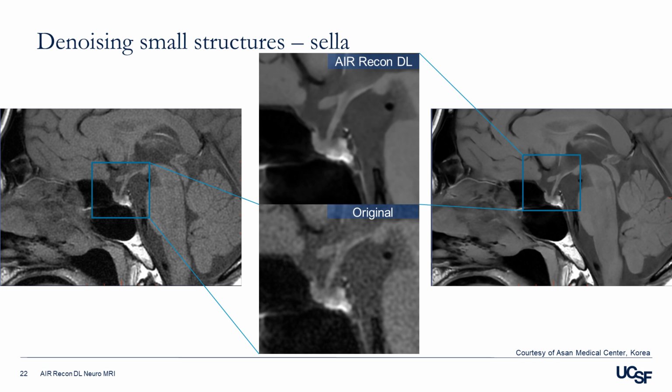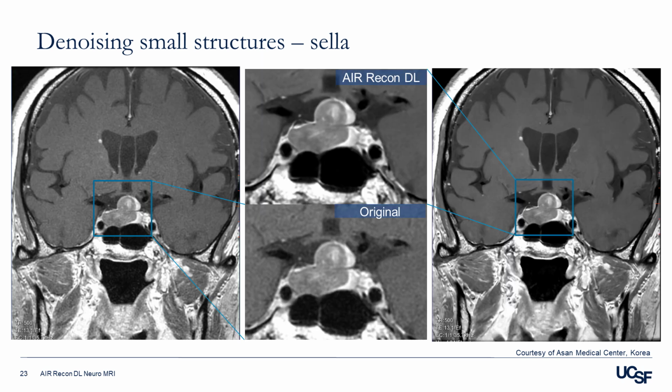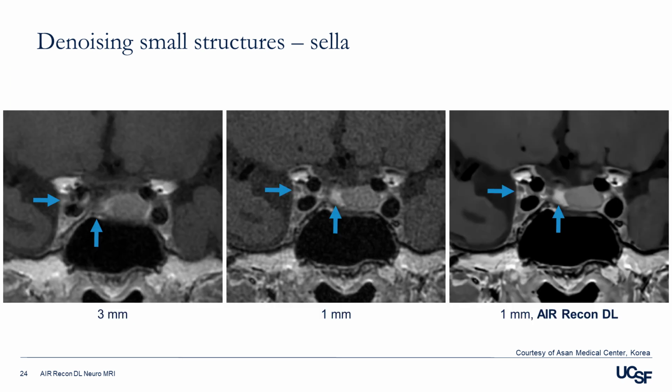And back to our example of the sella, I'm just showing a couple of further examples here of how we can improve conspicuity of small anatomical structures in the brain or skull base. Here you can see much more sharply defined tumor margins following AIR Recon DL. Another example highlighting the improvement in anatomic detail within the cavernous sinus and within the sella.